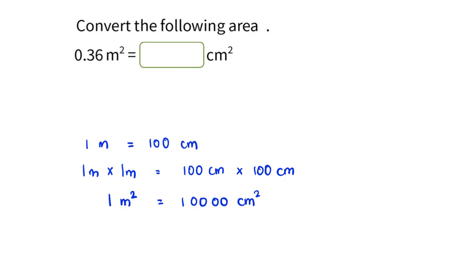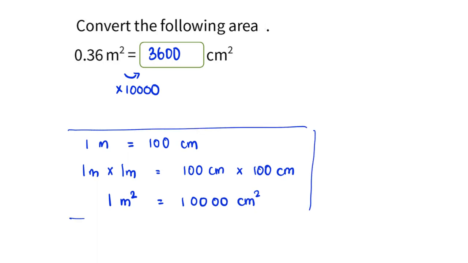So with that in mind, I will then be able to get this conversion pretty straightforward. 0.36 meter square is simply 3,600 cm square. Okay, we multiply by 10,000. The key idea is that this particular conversion is pretty easy to come up with, and therefore we don't really need to memorize this.